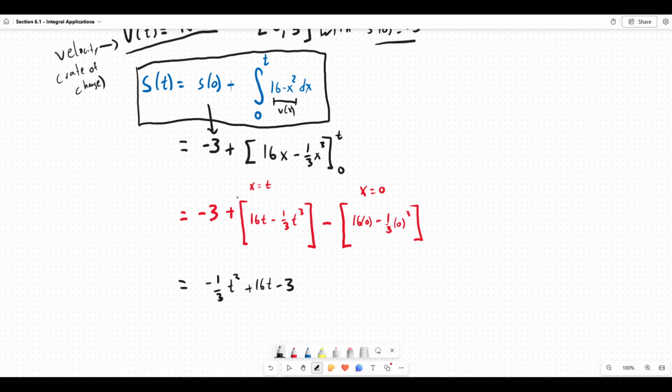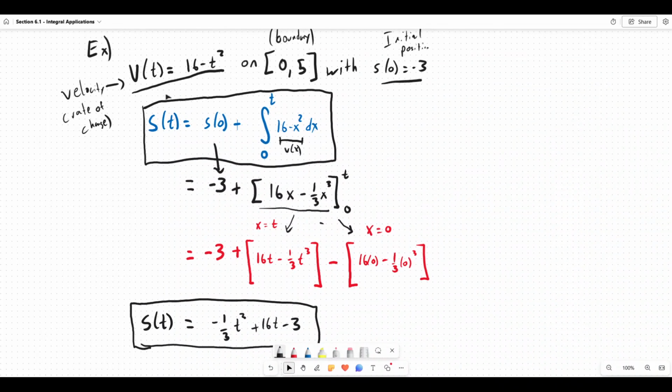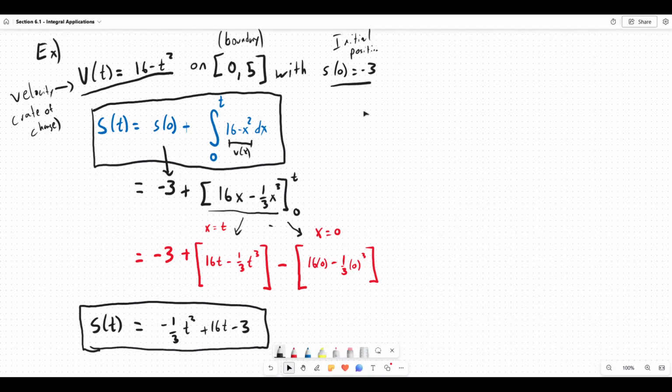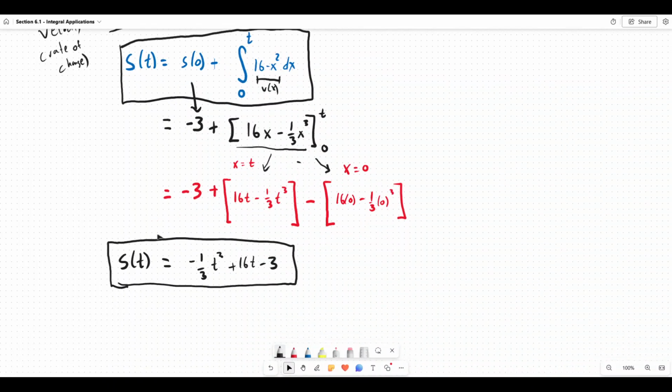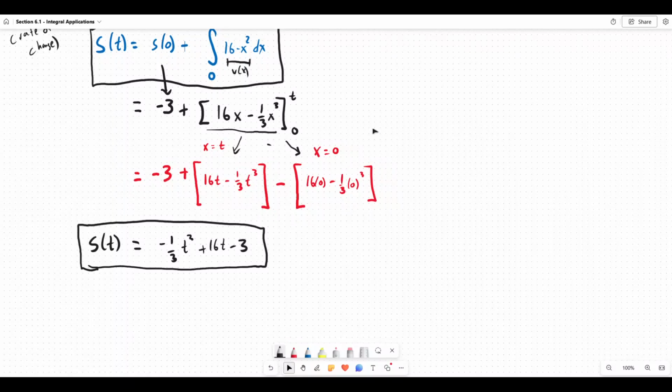So, same thing as last time. What do we do with this? We split it into one x equals t term, or the upper boundary, and we subtract the x equals 0, the lower boundary. And what you get at the very end is a position function for S. So, as long as I know v of t, the boundary we want to look at it on, and its initial position, and really all you need is the initial position, we can recover the original S position function.